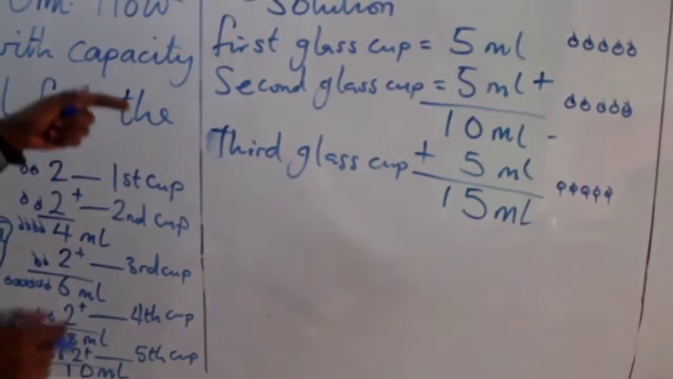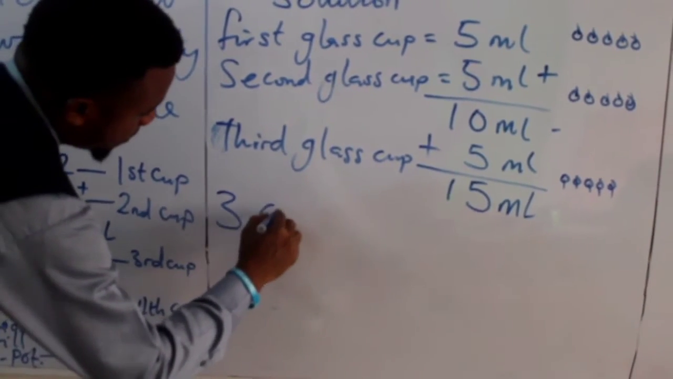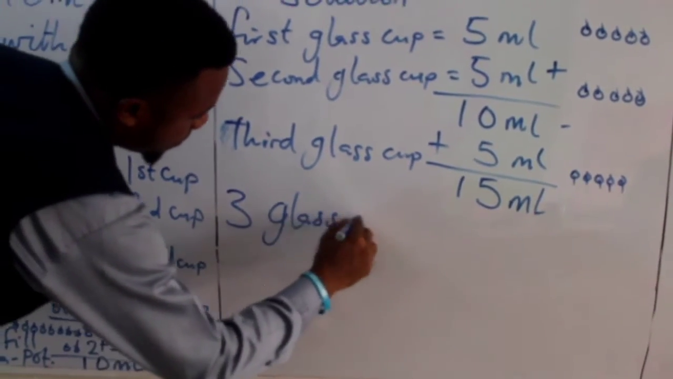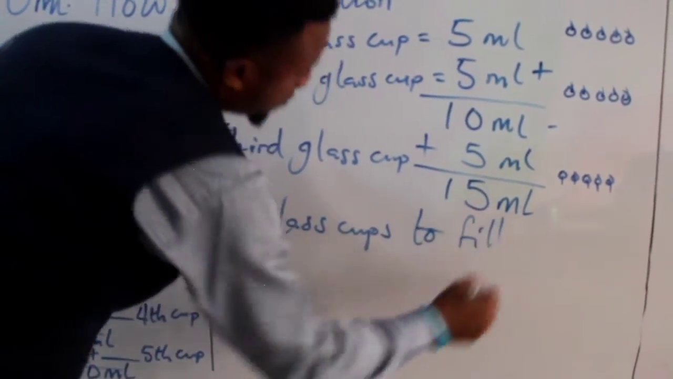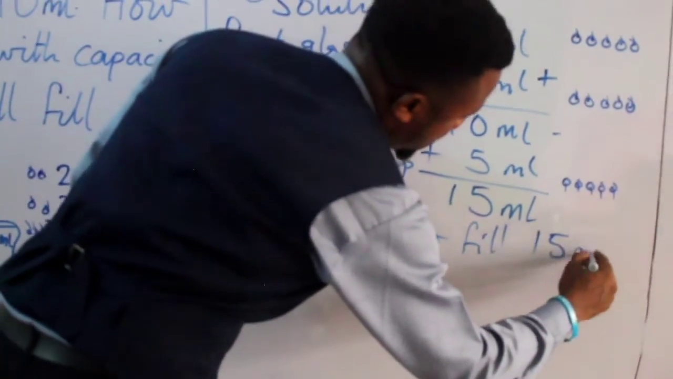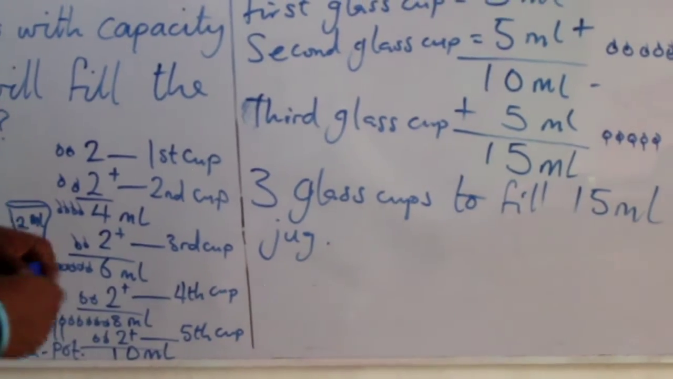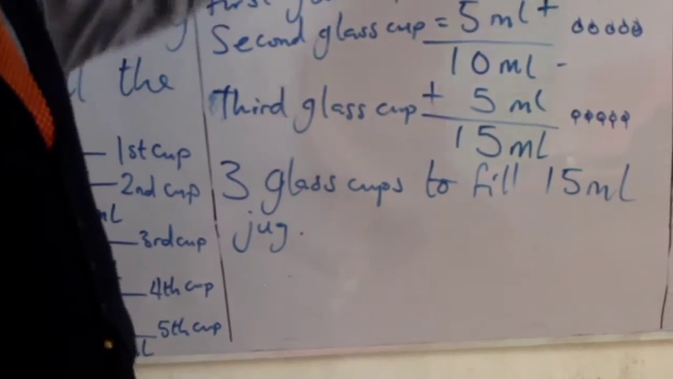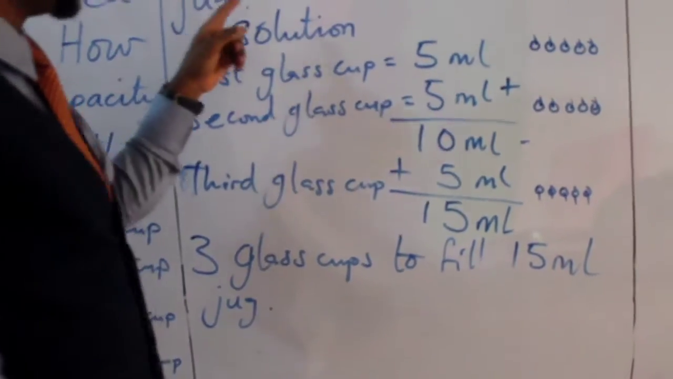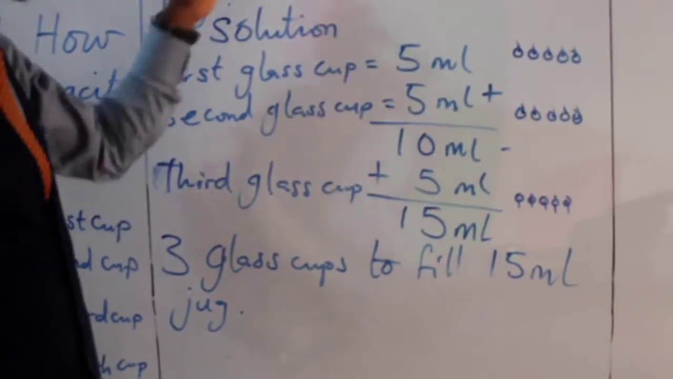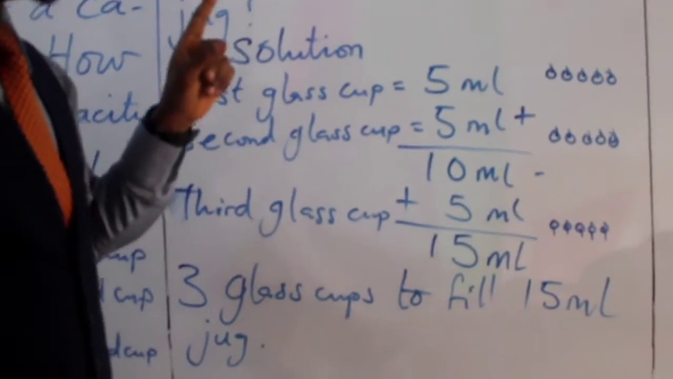Now what we have here is that we need 3 cups, 3 glass cups to fill a 15 milliliter jug. So we need 3 glass cups. So how many glass cups with capacity of 5 do we need to fill the jug? So 3 glass cups with capacity of 5 fill a jug of 15 milliliter. Please take note.